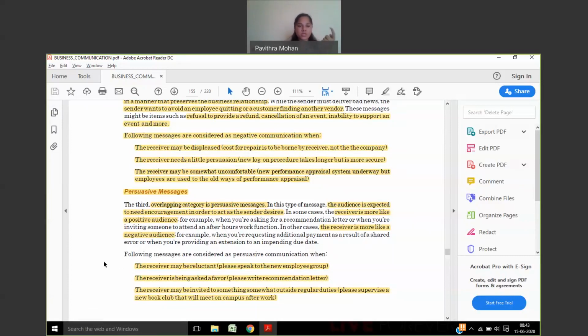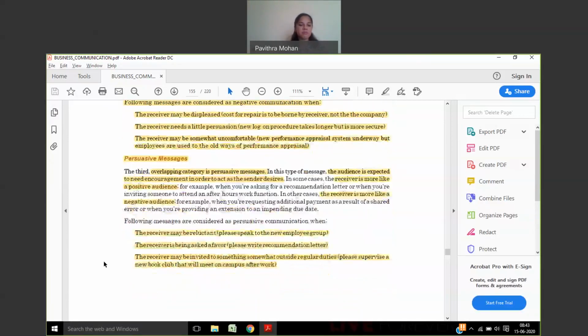One can be a positive message, the next one can be negative messages. Even there, I have to try to be neutral to ensure my customers or employees stay back with me. Then you have persuasive messages, where I am giving certain instructions and asking them to act as per my instructions. These are the different types of messages.